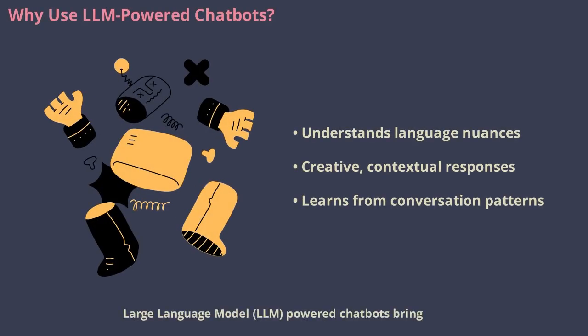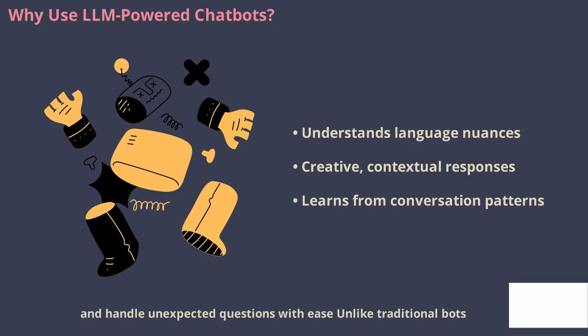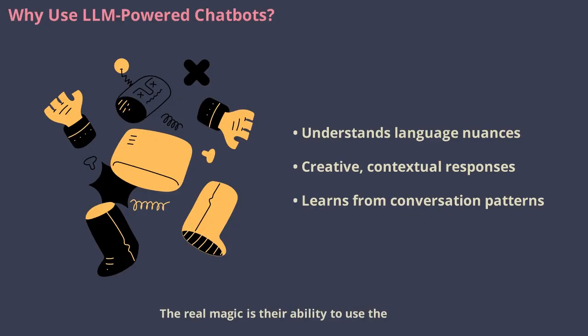Large language model, LLM, powered chatbots bring a new level of intelligence to conversations. They understand natural language nuances, generate creative and contextual responses, and handle unexpected questions with ease. Unlike traditional bots, LLMs can learn and adapt from conversation patterns, making interactions feel more human. The real magic is their ability to use the entire conversation history to generate relevant and meaningful replies. This makes them ideal for customer support, education, and any scenario where dynamic, engaging conversations are needed.